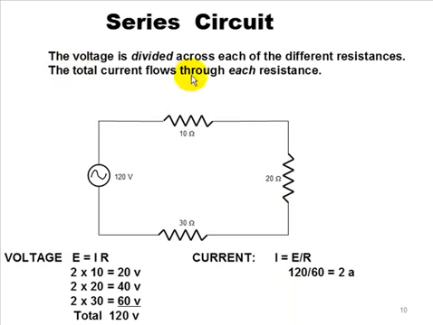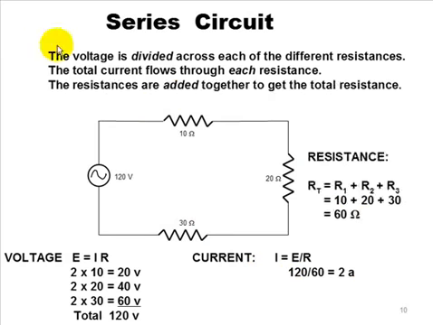Current, the total current flows through each of the resistances. So no matter where I read the current, if I put my ammeter here, here, here, there, doesn't matter, I'm going to read the same thing. In this case, 2 amps. I got a total of 60 ohms divided into 120 volts gives me 2 amps. The resistances are added together to get the total resistance.